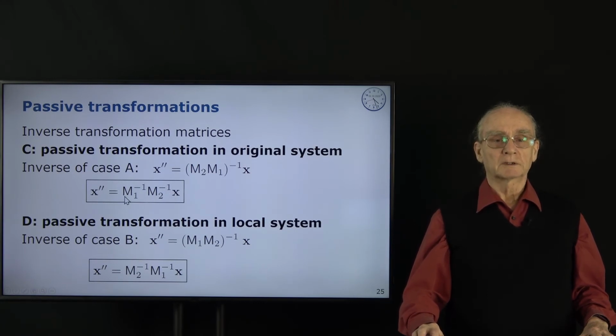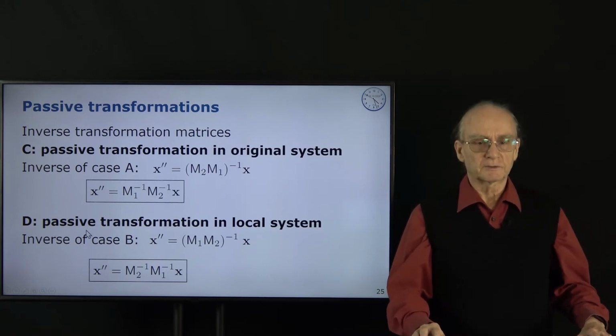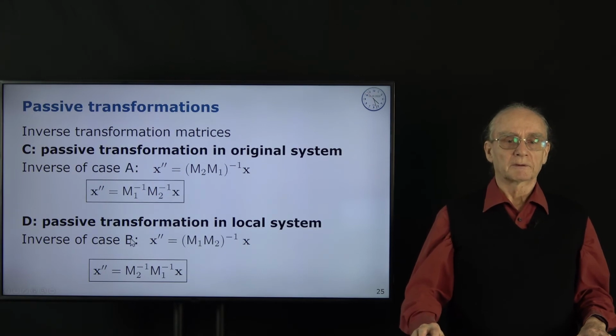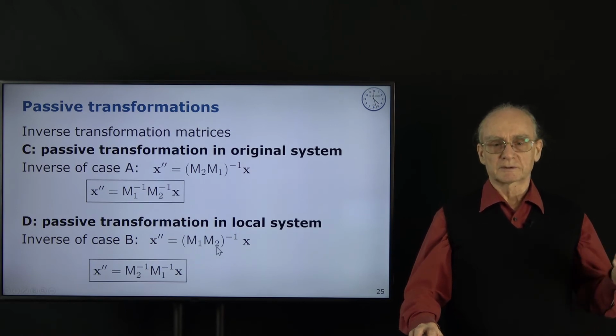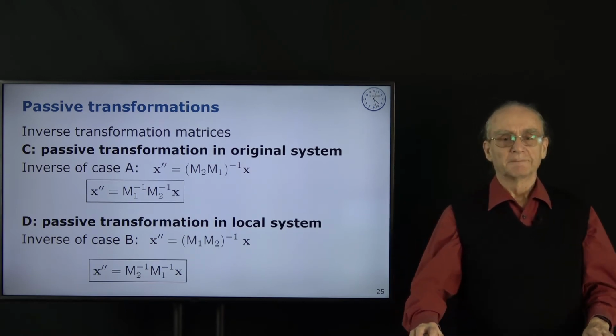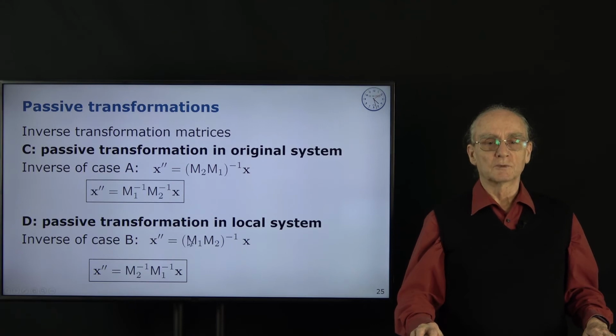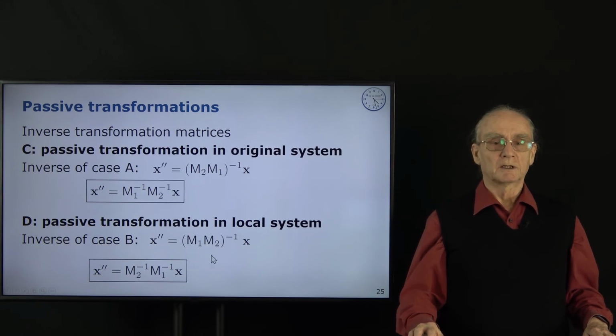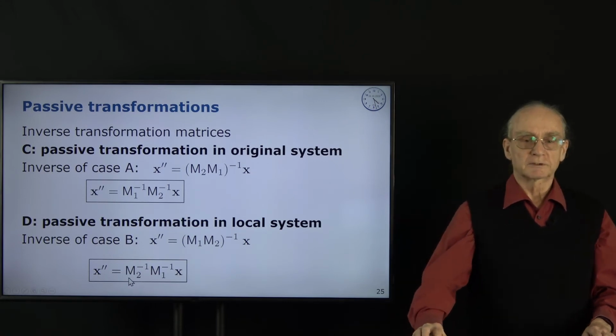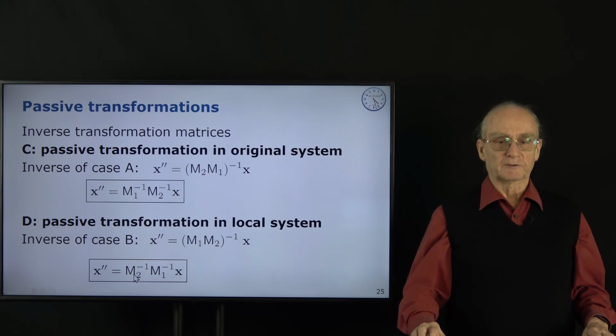So here we have the multiplication of the inverse transformation, the second multiplied from the right. And finally, we have the passive transformation in a local system. The active transformation in the local system was multiplication from the right, which was this three-step procedure for the second part. So we have the multiplication of M1 and M2 from the right. We have to use the inverse one because we have a passive transformation. And again, applying the rules from linear algebra, we obtain this expression. That means we have to multiply the inverse transformation matrices, and the second is multiplied from the left.